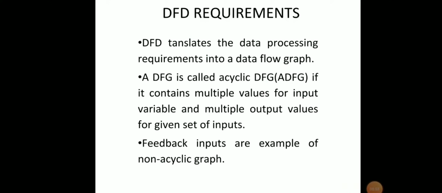Then coming to the data flow diagram requirements. A data flow diagram translates the data processing requirements into a data flow graph. Whatever processing requirements we need in an application are transformed into a data flow graph. And also a data flow graph is called an acyclic data flow graph if it contains multiple values in its input variable and also multiple output values for several sets of inputs. Feedback inputs are examples of a non-acyclic graph.